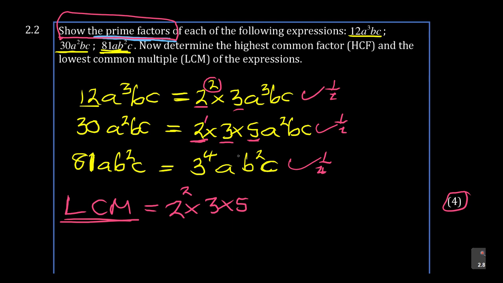I do the same for 3. You see, there is a 3 there. There is a 3 there. But there is the higher power there, so I put a 4. I go for 5. 5 is just that 1, so I leave it like that.